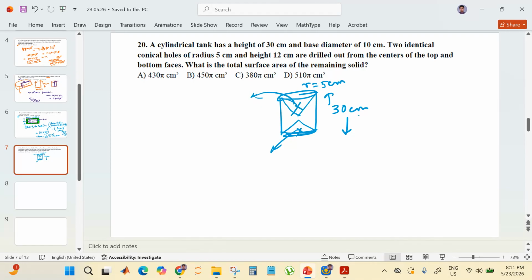So the remaining part looks like this one. What is the total surface area of the remaining solid? That means you have to find. It is a very interesting question.